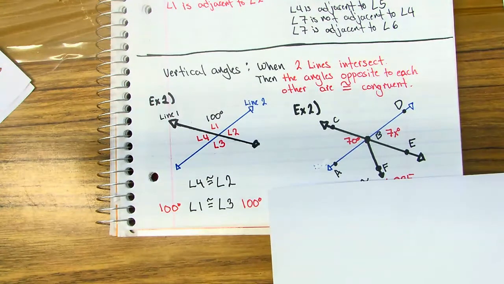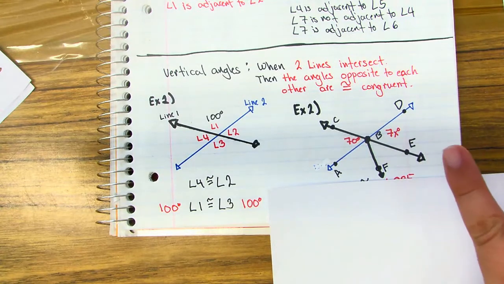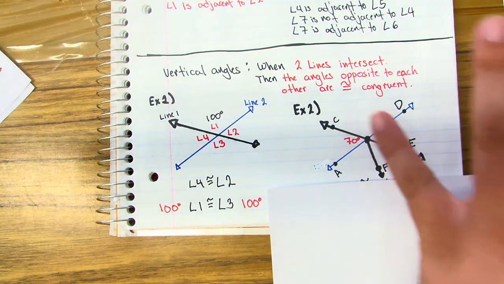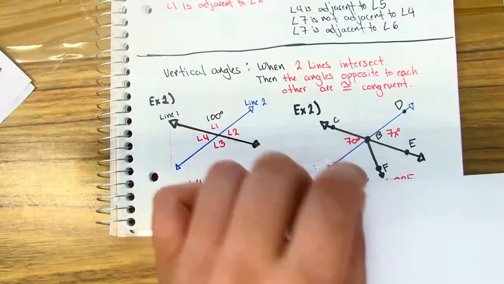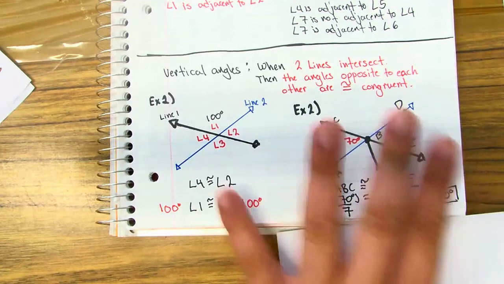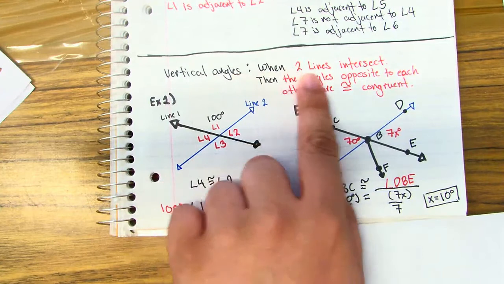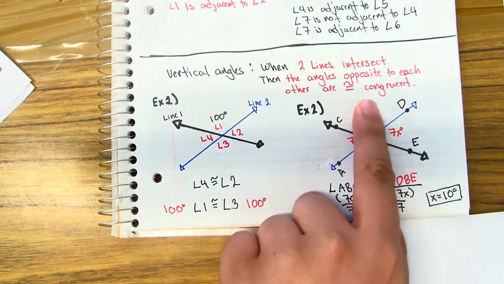Going to example number 2. The question asking here is, which angle is vertical to ABC? The answer is angle DBE, angle number 2. Okay, let's explain why angle DBE. One of the things that confuses you is, what are you really looking at? Look back at the definition of vertical angles. Vertical angles are when two lines intersect, then the angles opposite to each other are congruent.